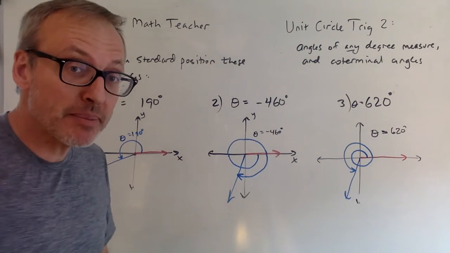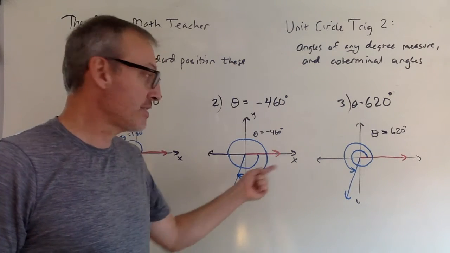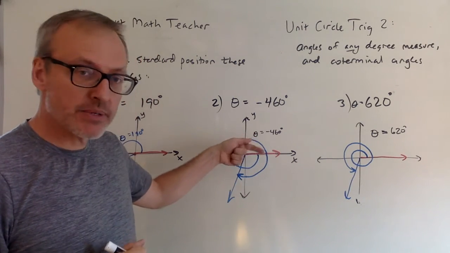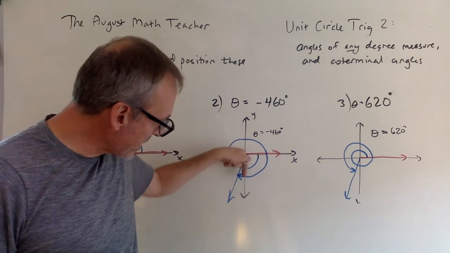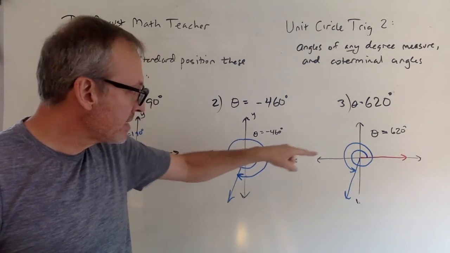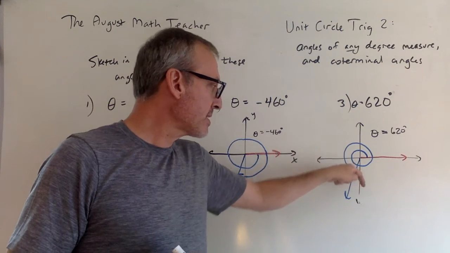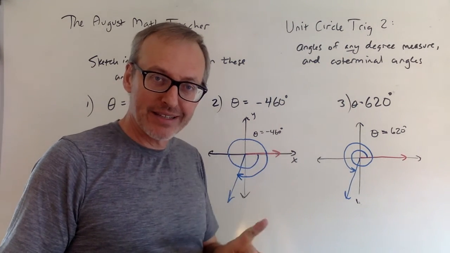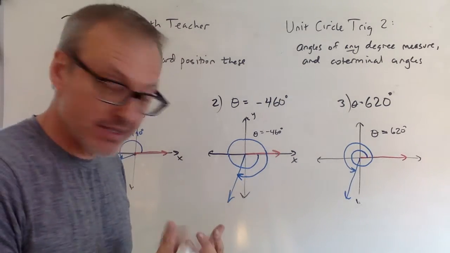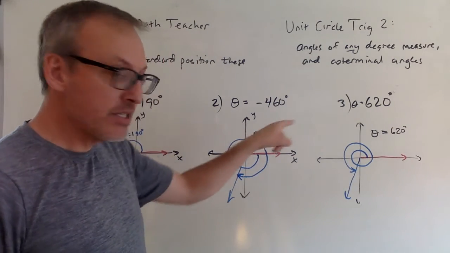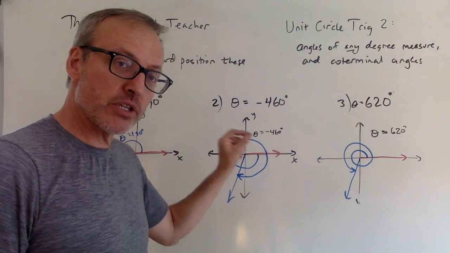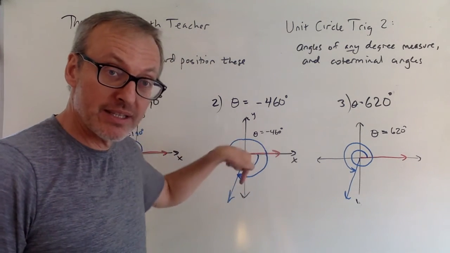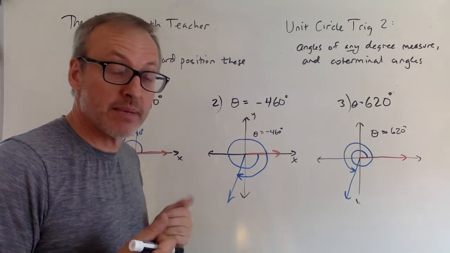Now I'd like you to think about something about these two. I set it up this way. When I did the negative 460 and I was counting backwards, I realized I had to go about 10 degrees past here. When I did the 620 and went around this way, I realized I also was about 10 degrees past here. In fact, exactly. In fact, if you're really on this, you will notice these two angle measures actually produce a location of the terminal ray that's identical. They're in the same spot.